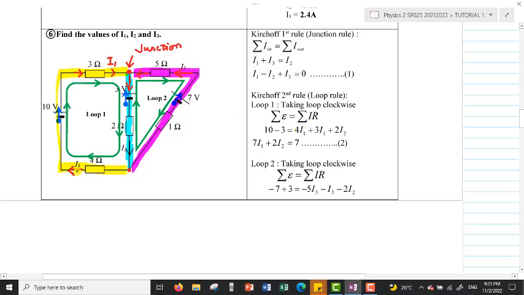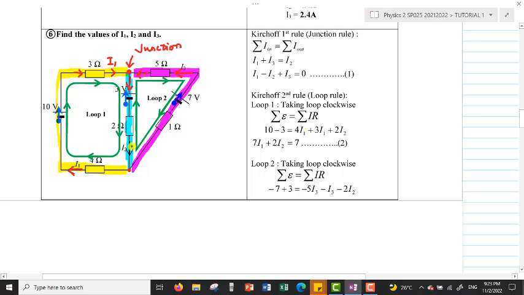I1, if we compare the direction of current I1 with the direction of the loop, is the same, so the current I1 will be positive. So this current I1 passing through the 4 ohm resistor, so we have 4 I1, and then current I1 will also pass through the 3 ohm resistor, so we have positive 3 I1.